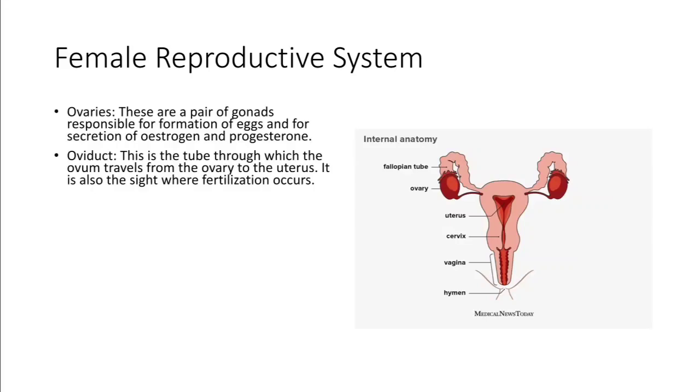So we're going to start by looking at the first two. We've got the ovaries, the ones that are in red. These are a pair of gonads. Remember, ovaries are female gonads. These are a pair of gonads responsible for formation of eggs and for secretion of estrogen and progesterone.